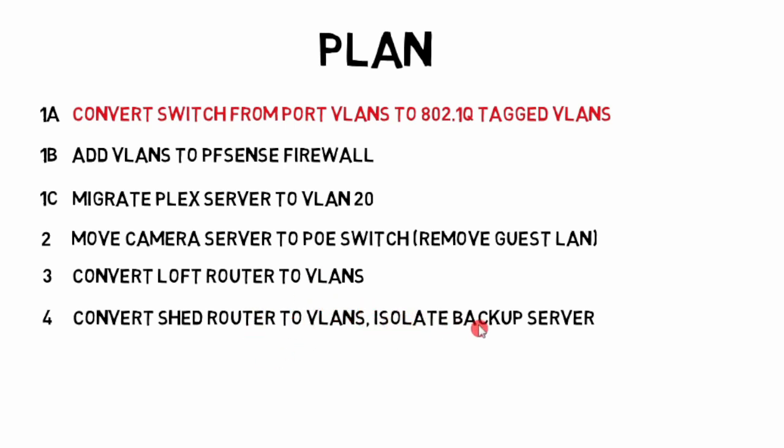And then the other one is isolate the backup server, so that will move onto its new network. But again, nobody uses that. That's used for copying stuff to itself to back stuff up, so that won't cause an outage.